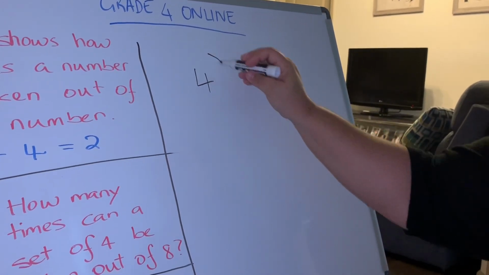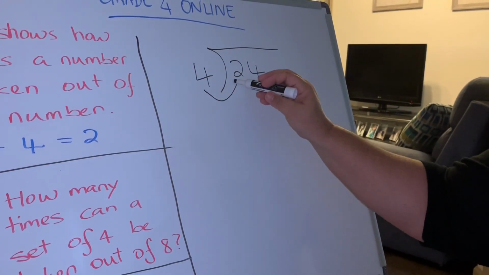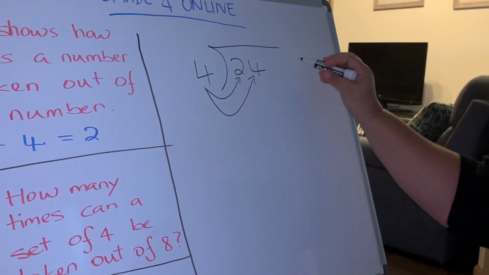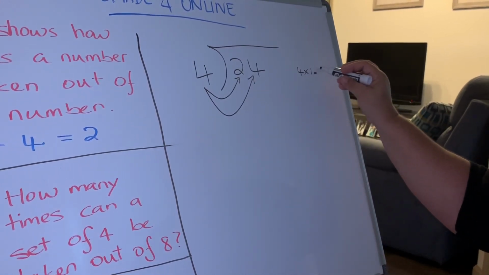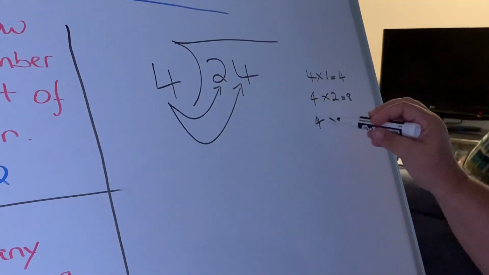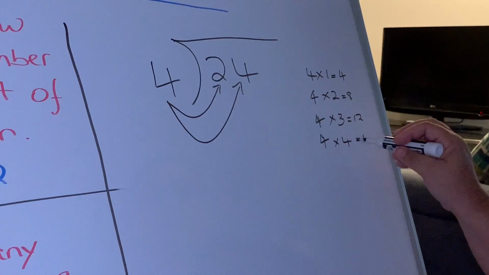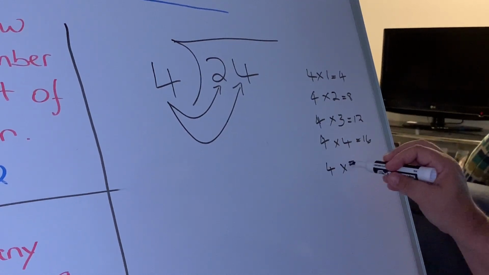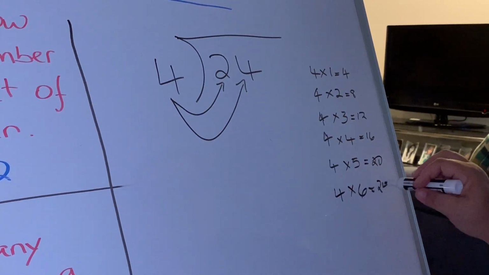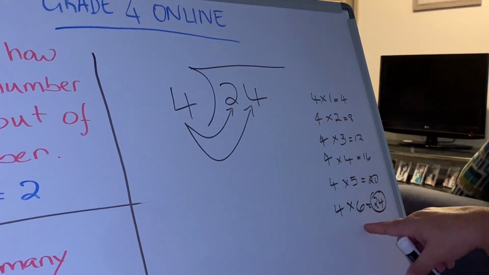So if I was doing 4 into 24, I would say 4 into 2, I can't. 4 into 24 goes... 4 times 1 equals 4. 4 times 2 equals 8. 4 times 3 equals 12. 4 times 4 equals 16. 4 times 5 equals 20. 4 times 6 equals 24. Ding, ding, ding. So we know that we can get 4 out of 24 6 times.